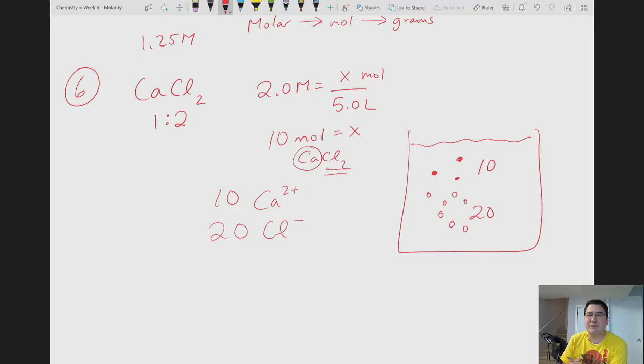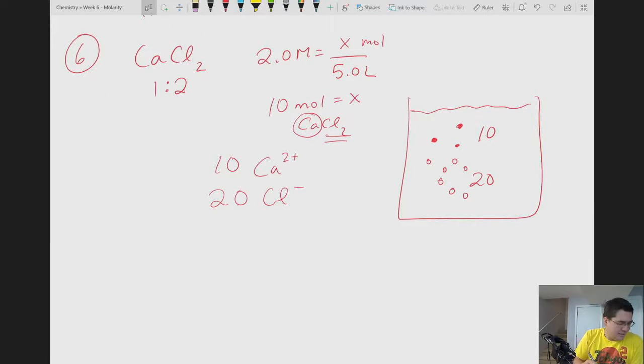So that's what a 5 molar solution would look like. If you had, or sorry, 2 molar solution. If you had a 1 molar solution, it would be half as concentrated. So you'd have like five dots and 10 dots. And if you had half a molar, well, that would be 4 times less concentrated. So again, you'd just be cutting the number of dots down. So that's what concentration stands for.